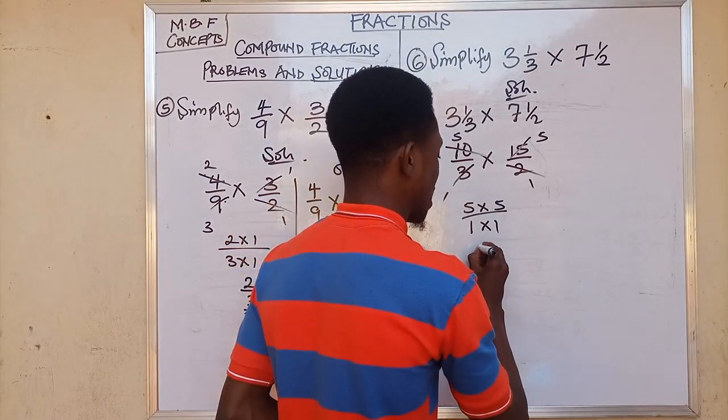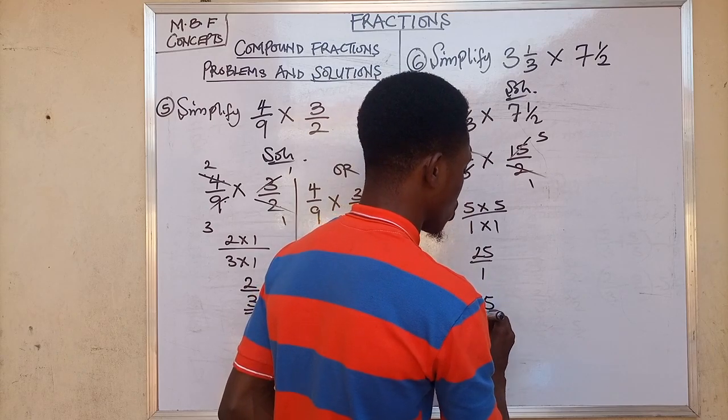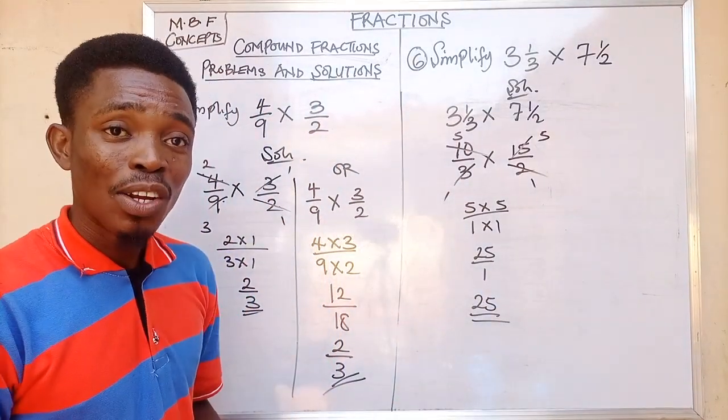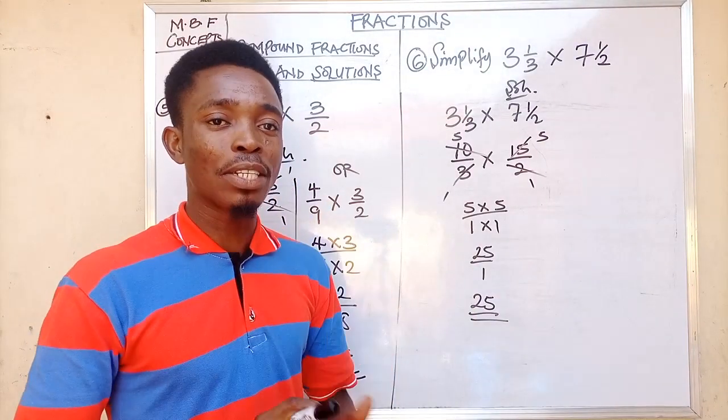And what do we have here? 5 times 5, guys, is 25, and 1 times 1 is 1, and 25 divided by 1 is 25. This is the answer to this very question. The answer does not have a fraction, just a complete whole number.